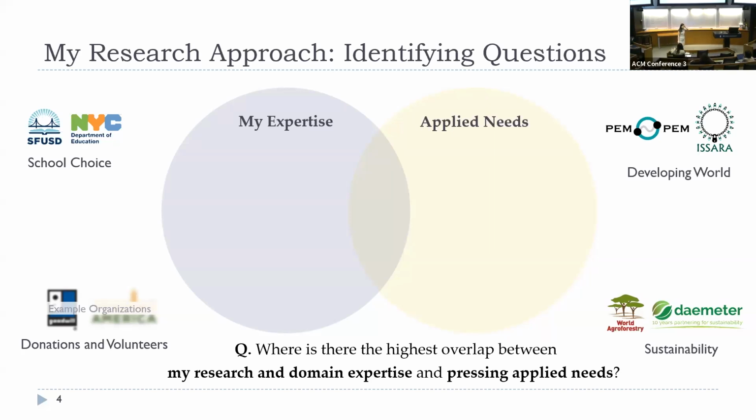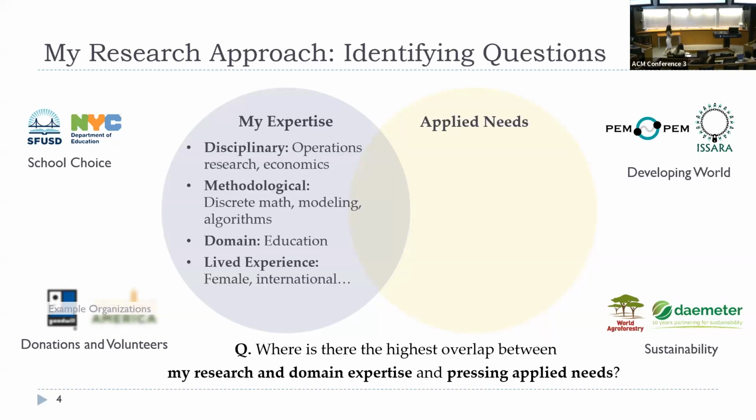Let me give you a few examples of these. First, research expertise. My research expertise might be disciplinary. I'm trained in operations research. That's where I got my PhD. I also did a postdoc in economics, and I took a bunch of classes there. So I would say I have some disciplinary expertise in economics.